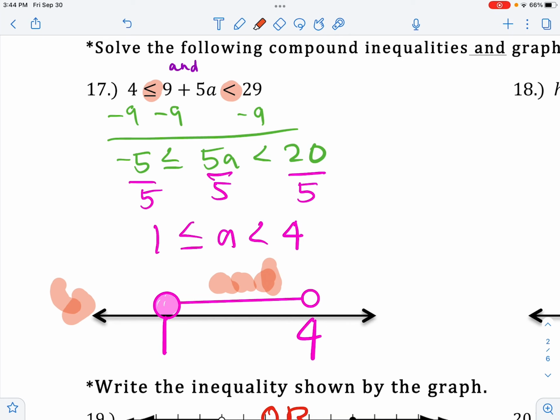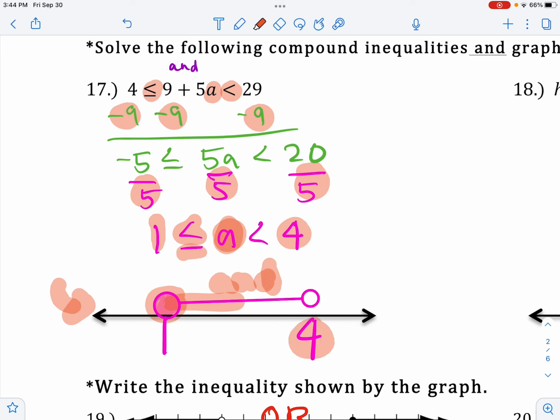So I first isolate my variable by subtracting 9 from all the sides, and then dividing by 5. And I get a is greater than or equal to 1. So it's greater than or equal to 1. And a is less than 4. So it's 4, and then it's less than, but it's not filled in, right? So we want to make sure that that circle stays empty.